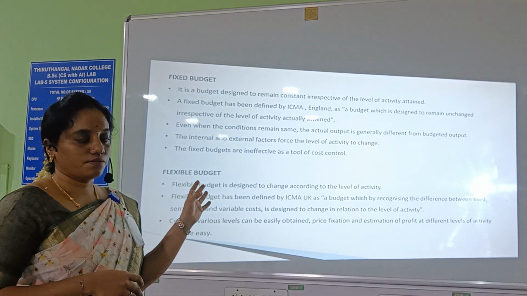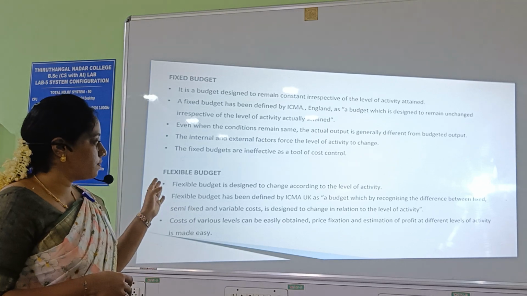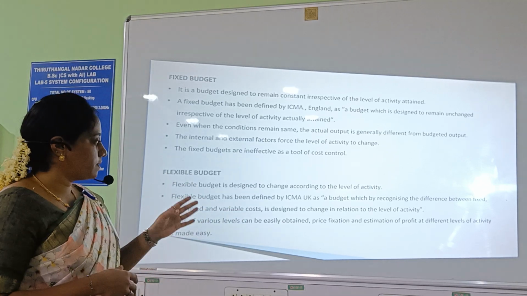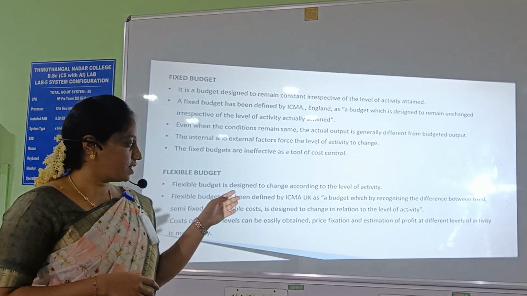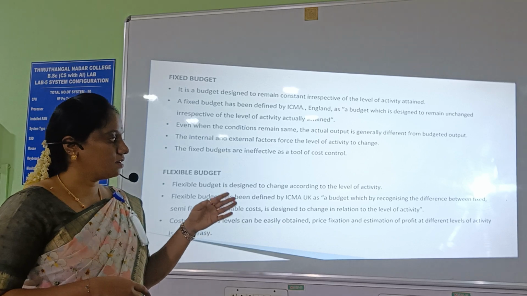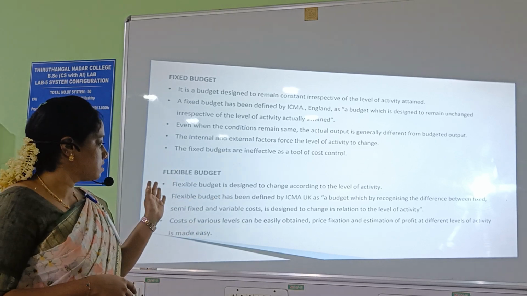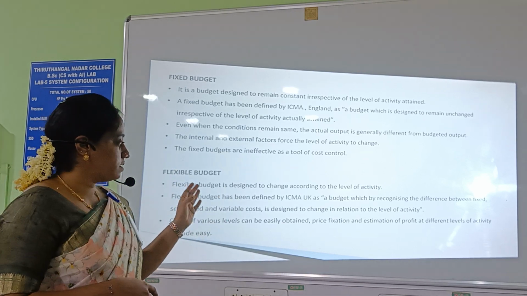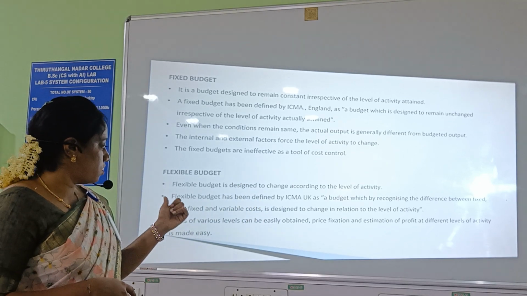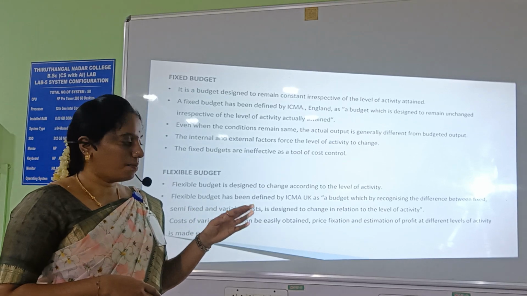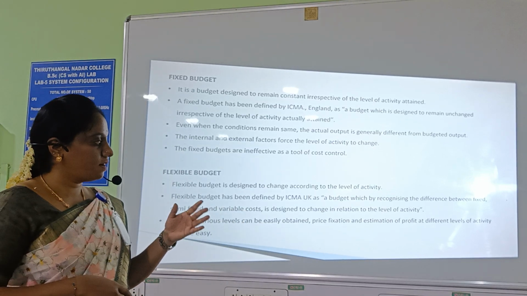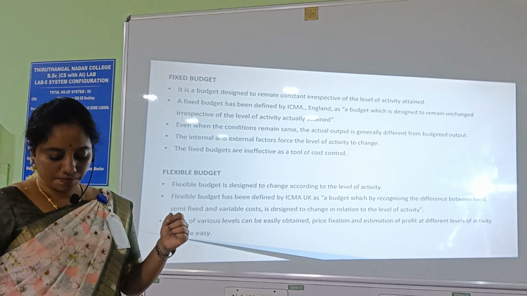Fourth one is flexible budget. Flexible budget is designed to change according to the level of activity. Flexible budget has been defined by ICMA UK as a budget which, recognizing the difference between fixed, semi-fixed and variable cost, is designed to change in relation to the level of activity. Cost of various levels can be easily obtained. Price fixation and estimation of profit at different levels of activity is made easy.